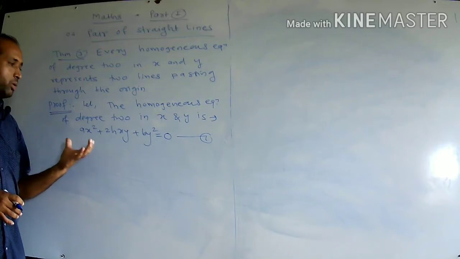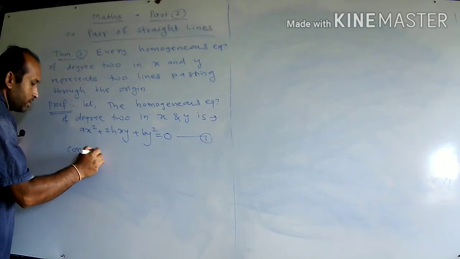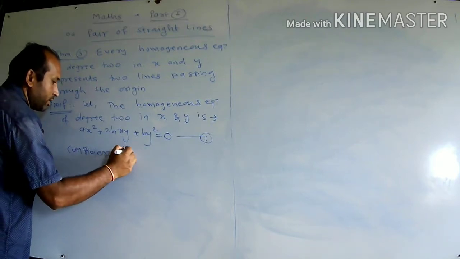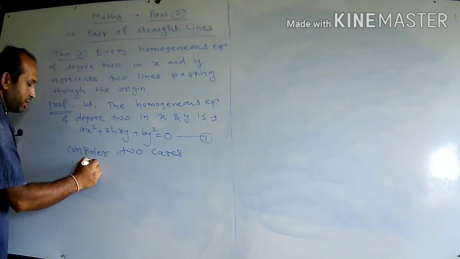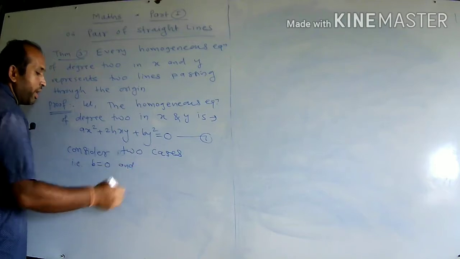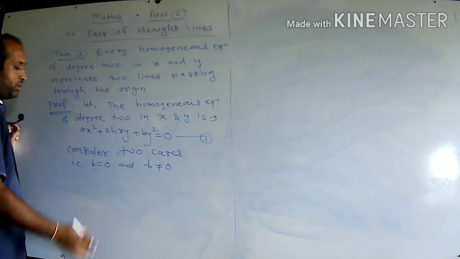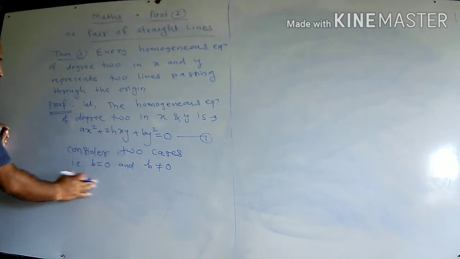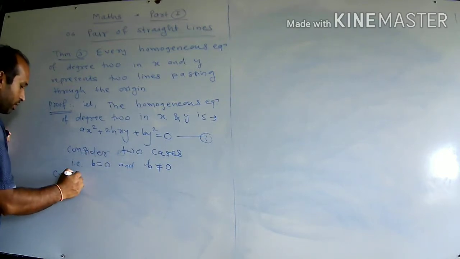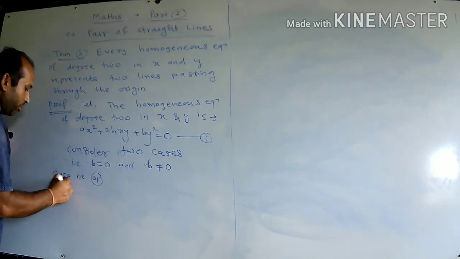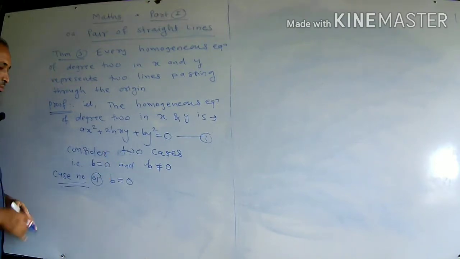Then here we have to consider two cases. First case is b equal to 0 and second case is b is not equal to 0. So these two conditions are exhaustive. Then see the two cases one by one. So take first case, case number 1, that is b is equal to 0.